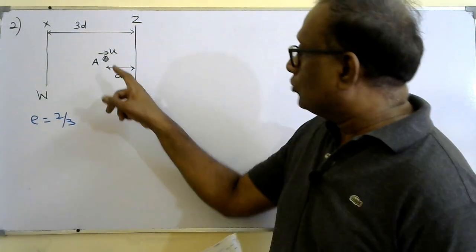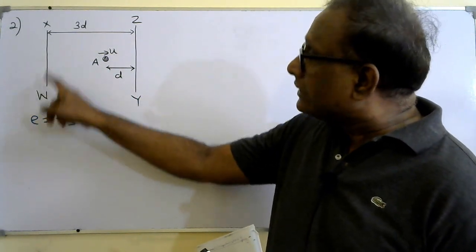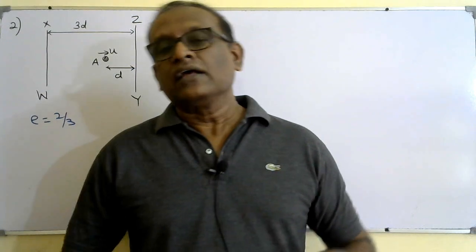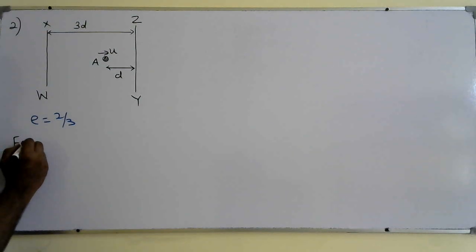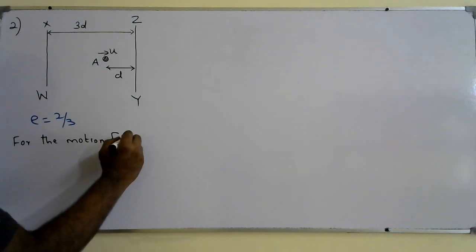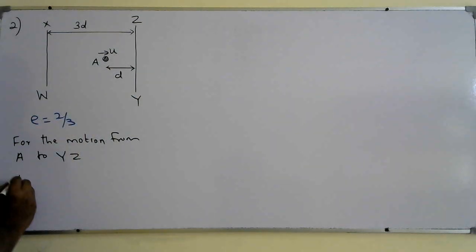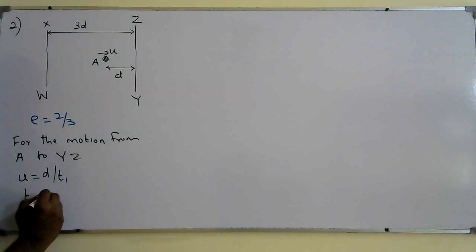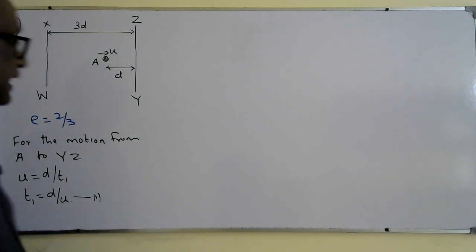We will say the time taken to move from A to YZ is T1, YZ to WX is T2, then WX to A is T3. T1 plus T2 plus T3 is equal to capital T. We will find the capital T. So for the motion from A to YZ, we know that speed u is equal to distance d over t1. So t1 is equal to d over u. That is the first equation. That is the first time we found.